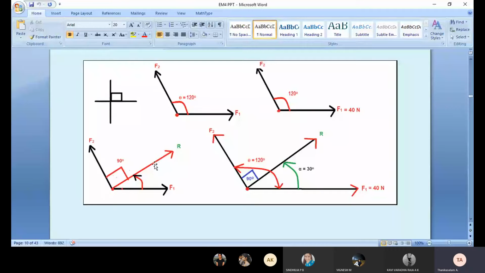Sindhuja, did you get this point? Yes, sir. You see the third diagram, left side, bottom corner. F2 is at 90 degrees with respect to the resultant. Why have I drawn this 90 degrees? The resultant is perpendicular to the smaller one.